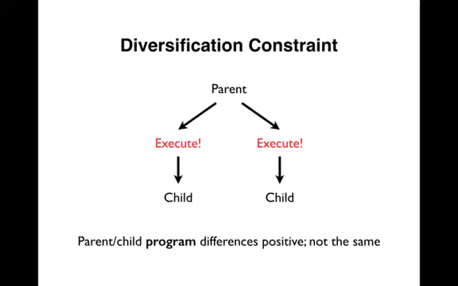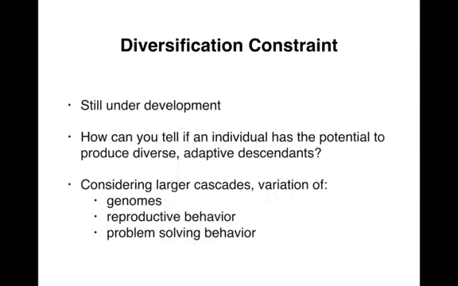And to see if it can survive, we execute it twice to produce children, and the parent-child differences must be positive and must not be the same as each other. So again, this idea of the diversification constraint is still under development, and the big issue we're trying to decide is how can you tell if an individual has the potential to produce diverse adaptive descendants, and we have considered larger cascades, and we've considered variation also of genomes, and also the reproductive behavior, and also problem-solving behavior.